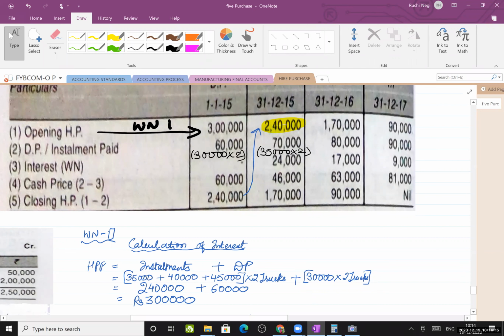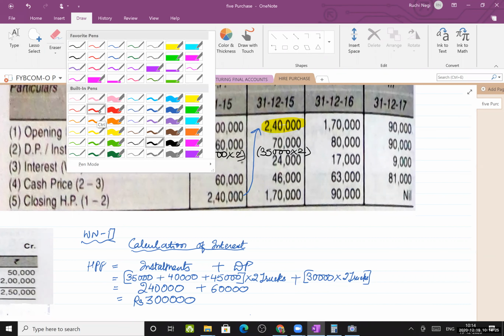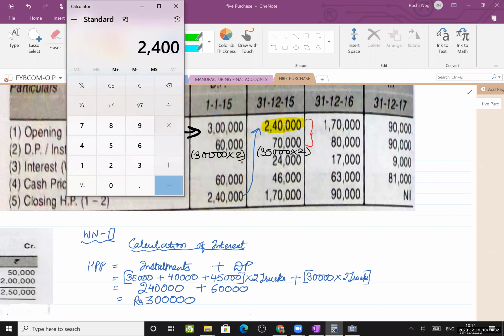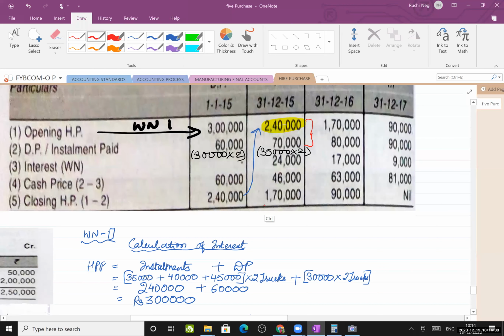Okay, calculate your step number 5. Yeah, this one. Okay, 2,70,000. I'll show. ये वाला 2,40,000 minus 70. 2,40,000 minus 70 is how much? 1,70,000. See this. Okay, 1,70,000. तो ये बन जाएगा नेक्स्ट ईयर के लिए ओपनिंग.